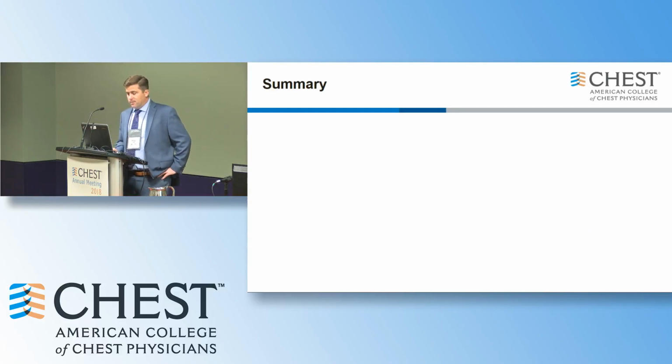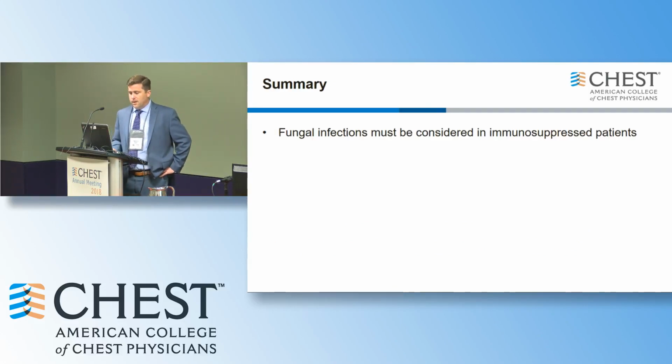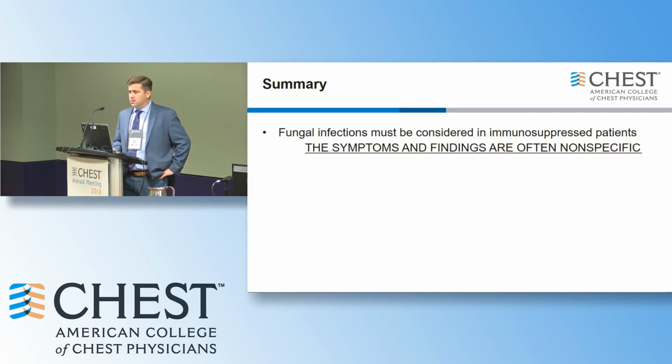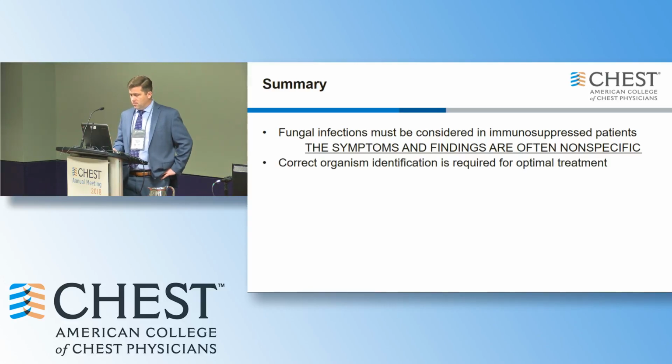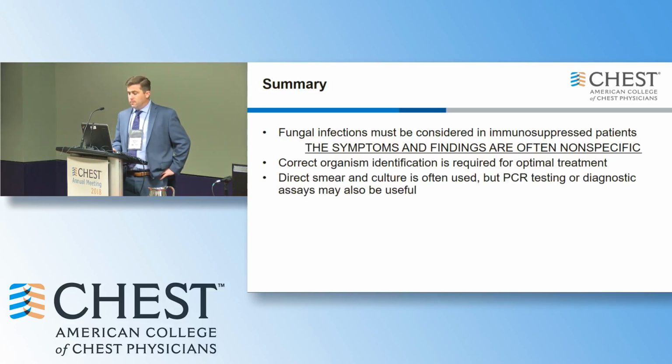So in the time we've had together to talk about fungal diseases in immunosuppressed patients, we talked about how fungal infections must be considered in immunosuppressed patients, of course, so have our antenna up, have that index of suspicion. But the symptoms and findings that we might see are nonspecific, so we're going to need to go further with testing. The correct organism identification is required, so sampling of tissue or fluids or whatever we may have at our disposal is required. Direct smear and culture is often used and sometimes useful, although there are some other techniques with PCR testing or diagnostic assays that we talked about that can be useful as well.